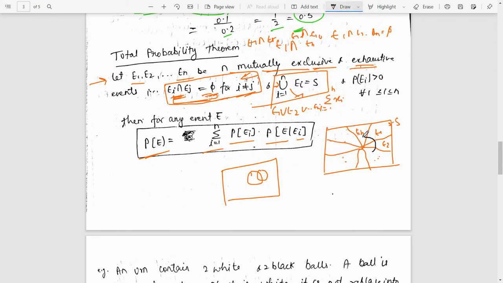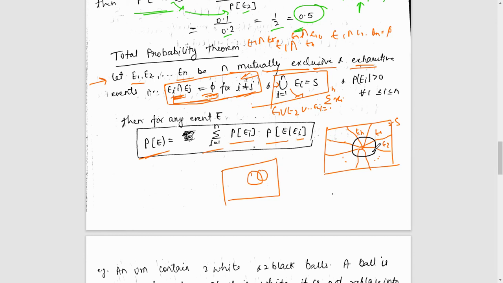Let's say this black region is the region of E. You can see that when E is occurring, it is also dependent on E1. It is also dependent on E2, and similarly it is covered by every event simultaneously.